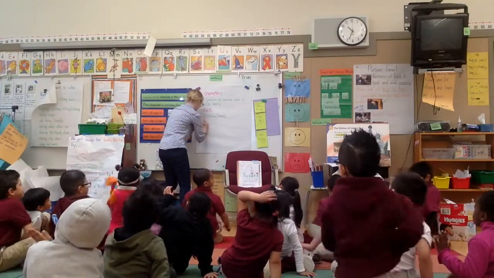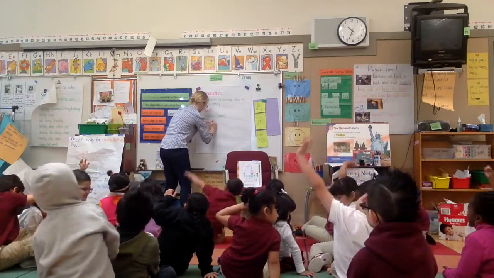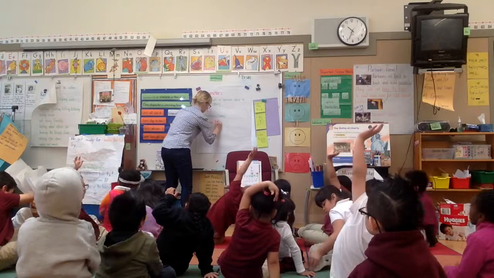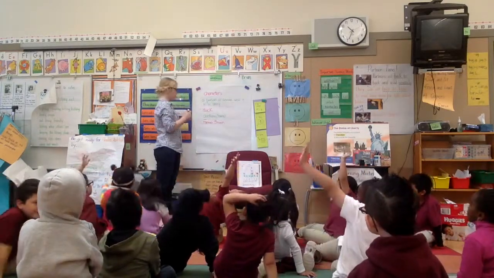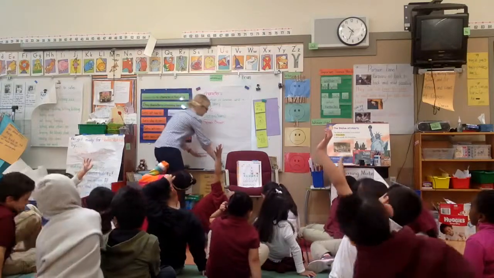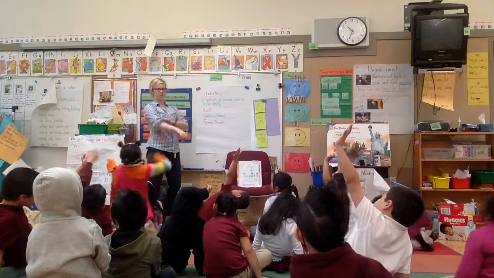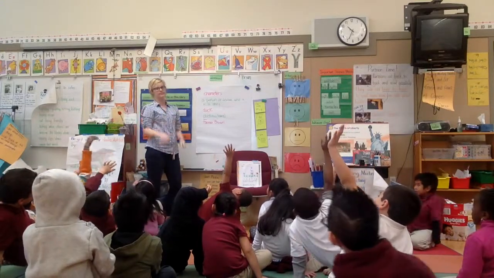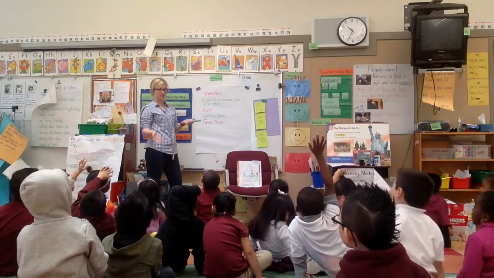Farmer Brown. Why are you putting that in a pattern here? Miss Dunn, why are you putting them in a pattern? So that we can see the differences. And who remembers the last character? Not the duck. We already have the duck. The cow. Thank you, Richard.